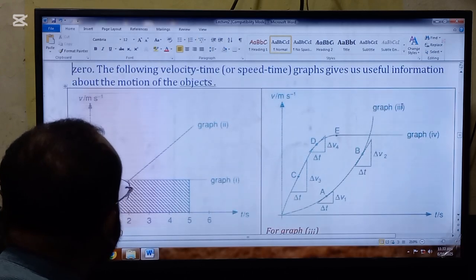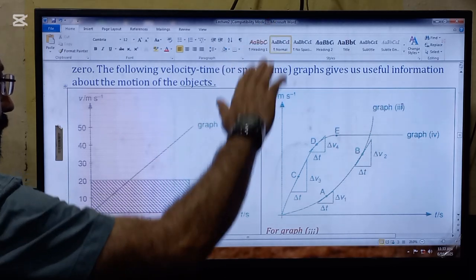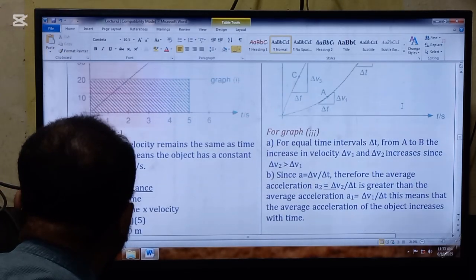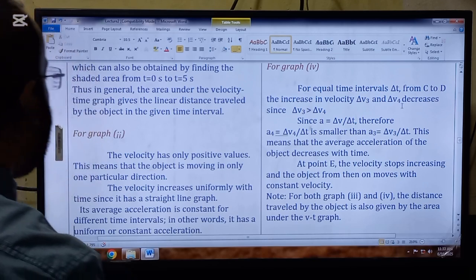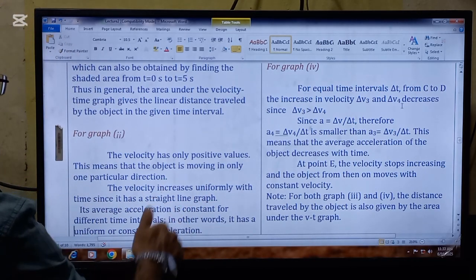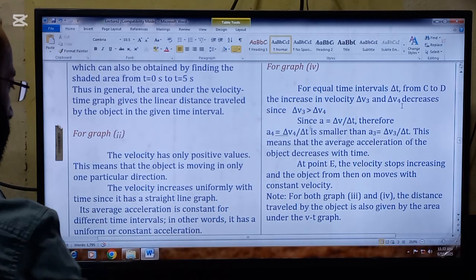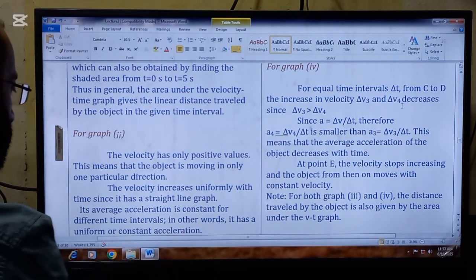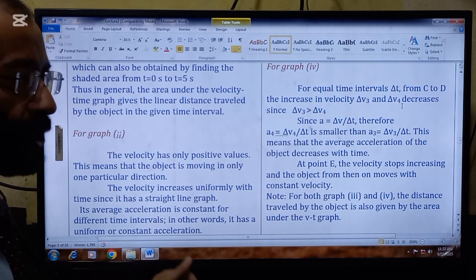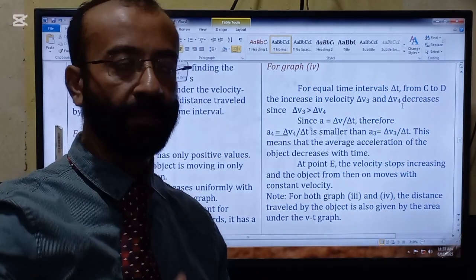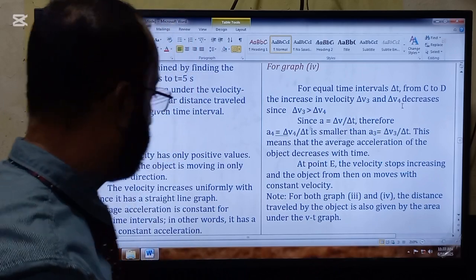Now for graph 2. Here is a straight line graph, moving from left to right upward. The velocity has only positive values. This means that the object is moving in only one direction. The velocity increases uniformly with time since it is a straight line graph. Its average acceleration is constant for different time intervals. In other words, it has a uniform or constant acceleration. So if there is a straight line graph moving from left to right upward, the body will have constant or uniform acceleration.